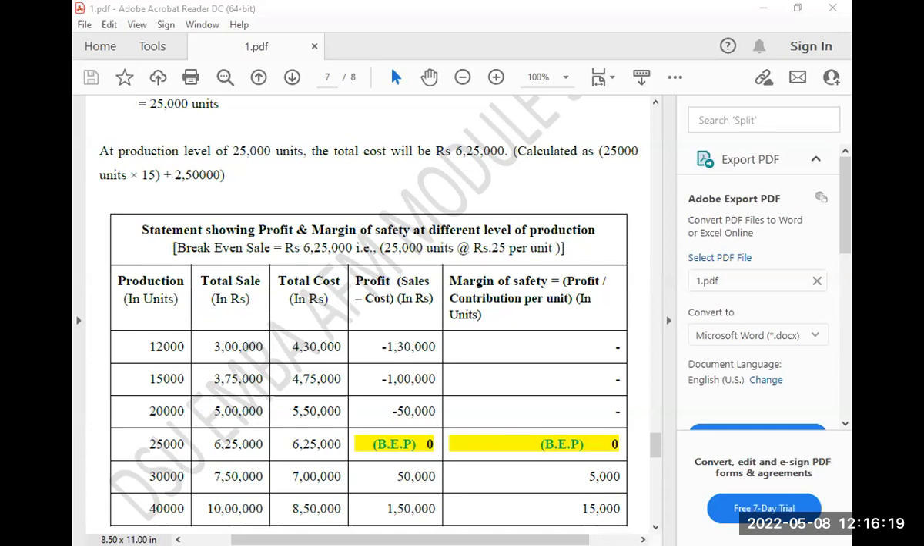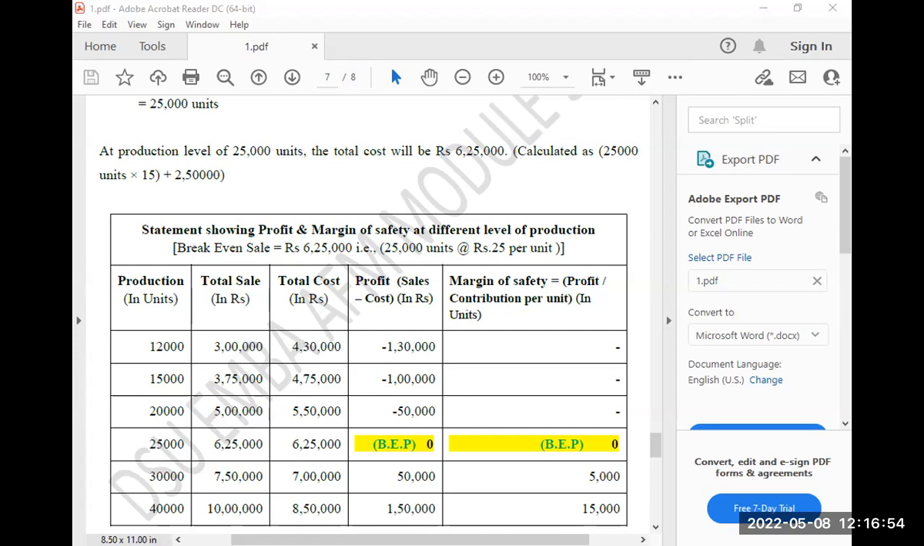I'm not telling you a new formula. The same A is equal to B minus C: sales is equal to fixed cost plus variable cost plus profit. Look at the second question. They're giving you fixed cost as 90,000, sales as rupees 3 lakhs, and profit as 60,000. If that is the case, what will be the variable cost? 1,50,000.